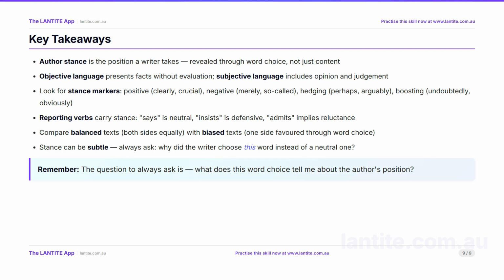Pay special attention to reporting verbs. Says is neutral, insists is defensive, admits implies reluctance, and claims implies doubt. Always compare whether a text presents both sides equally or favors one side through word choice. The question to always ask yourself is, what does this word choice tell me about where the author stands?